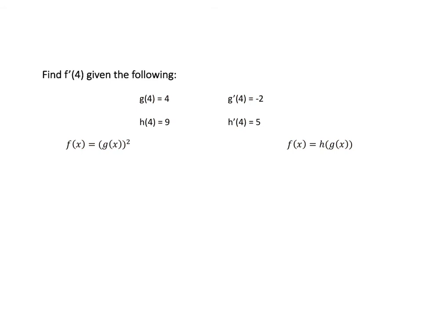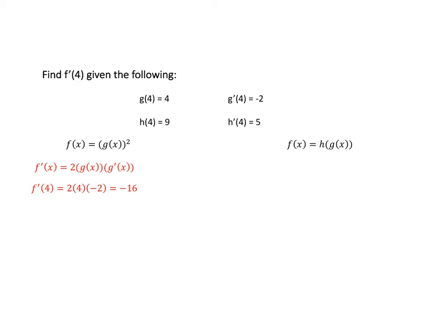All right, let's look at some more examples here. I want to find f prime of 4 given the following. So I know what g of 4 is, I know what g prime of 4 is, I know what h of 4 is, and I know what h prime of 4 is. Okay, so let's look how we might solve these.